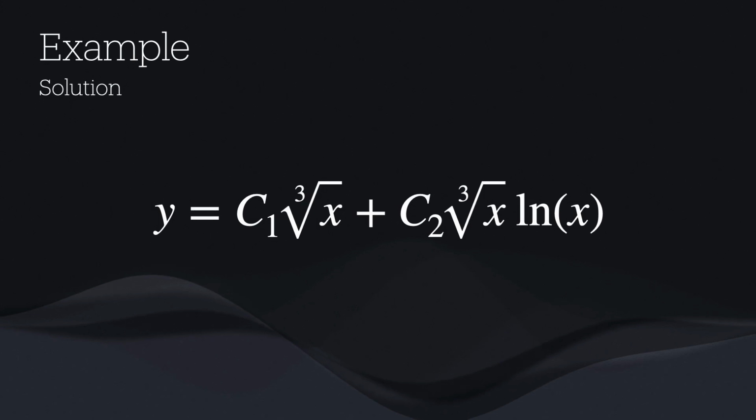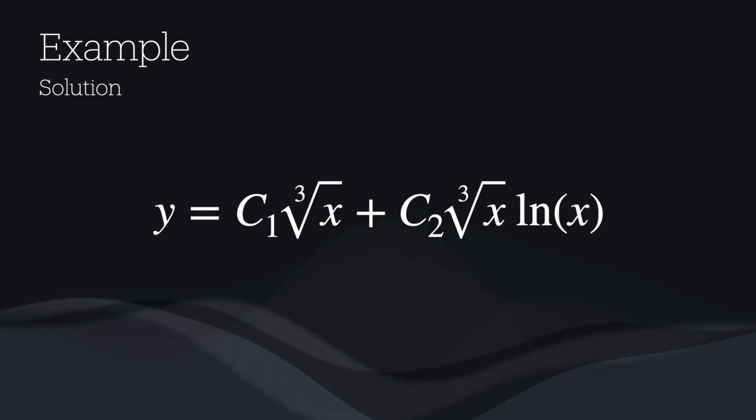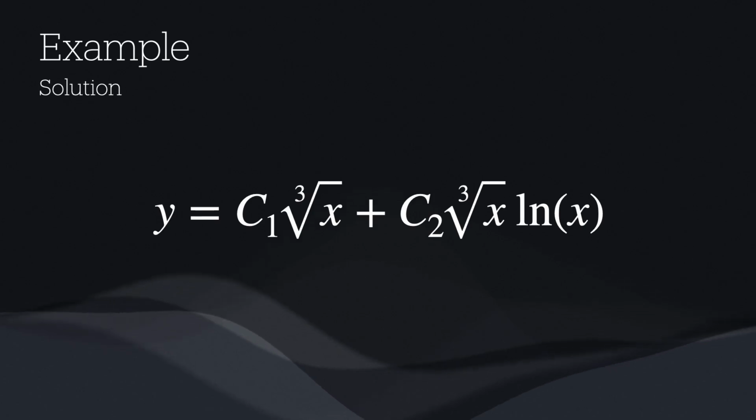Therefore, both the cube root of x and the cube root of x times ln x are candidate solutions. And since the Cauchy Euler equations are linear, the linear combination of the two will form the general solution. Therefore, c1 times the cube root of x plus c2 times the cube root of x ln x is the general solution.